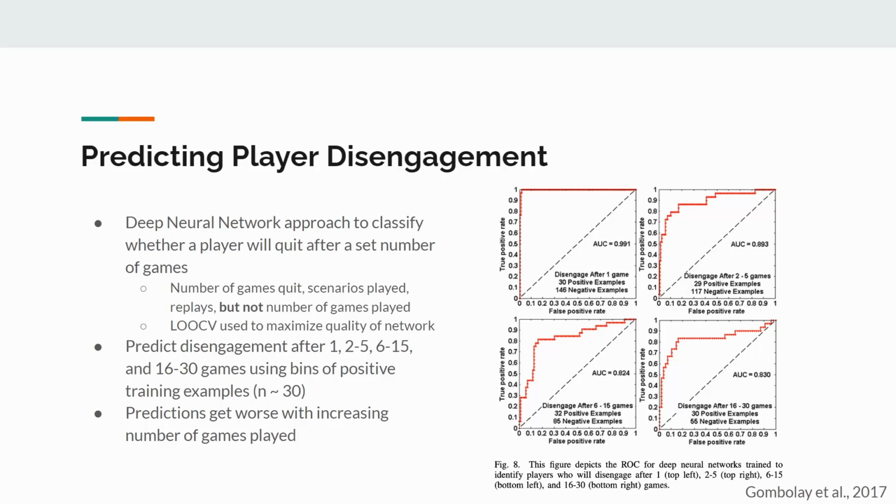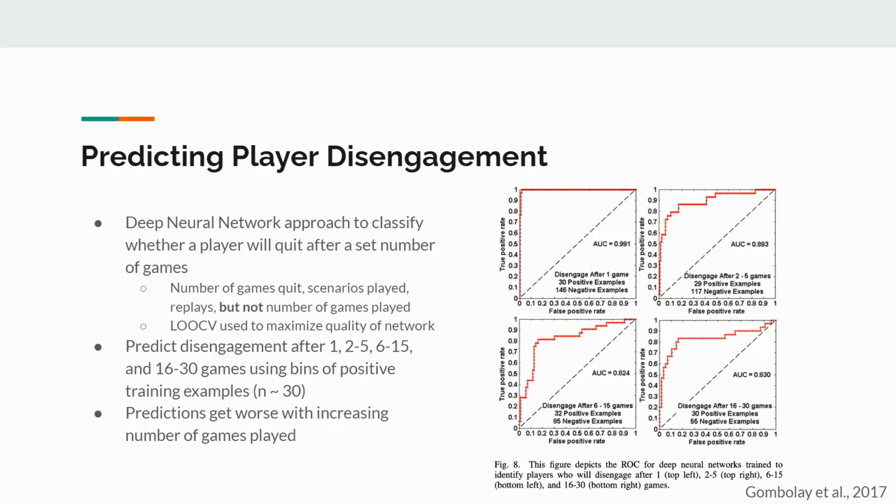Now that we've talked a little bit about the algorithm for player performance, we can talk about how to predict when a player might disengage. So the paper uses a deep neural network approach in order to classify whether a player is going to quit after a set number of games. It's important to note that the number of games played cannot be an indicator here. So different features such as the number of games quit, the scenarios played, and the replays may be used. And also, once again, the paper uses LOOCV in order to maximize the quality of the network. And as mentioned before, this is key for assisting a teacher to guide the learner.